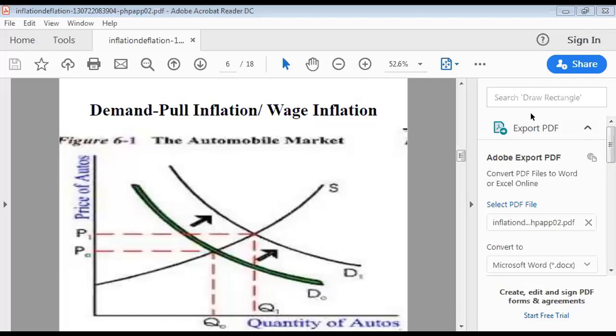So, like I was saying, D0 and D1 are the demand curves. And before inflation, the point of equilibrium is P0 and Q0, which is on the D0 and S where they met. When inflation occurs, the price jumped from P0 to P1, leading to increase in demand from Q0 to Q1.